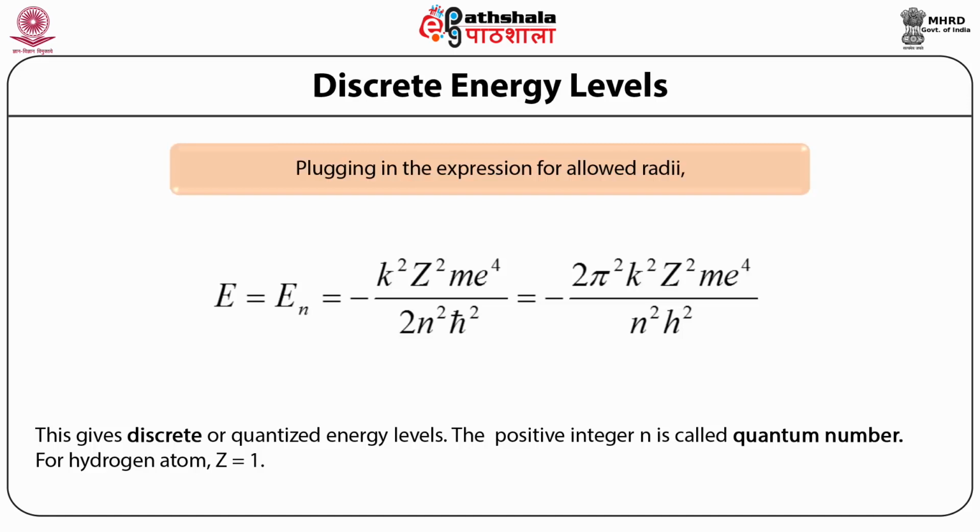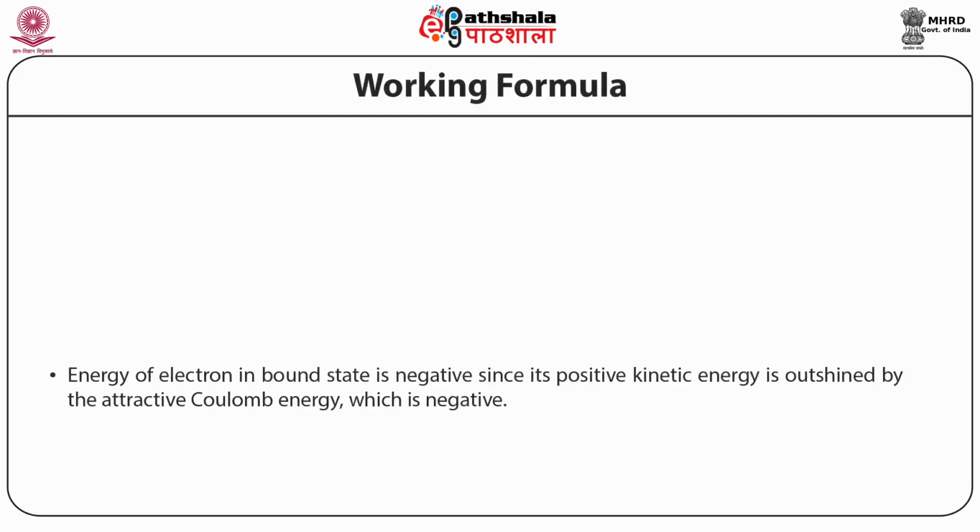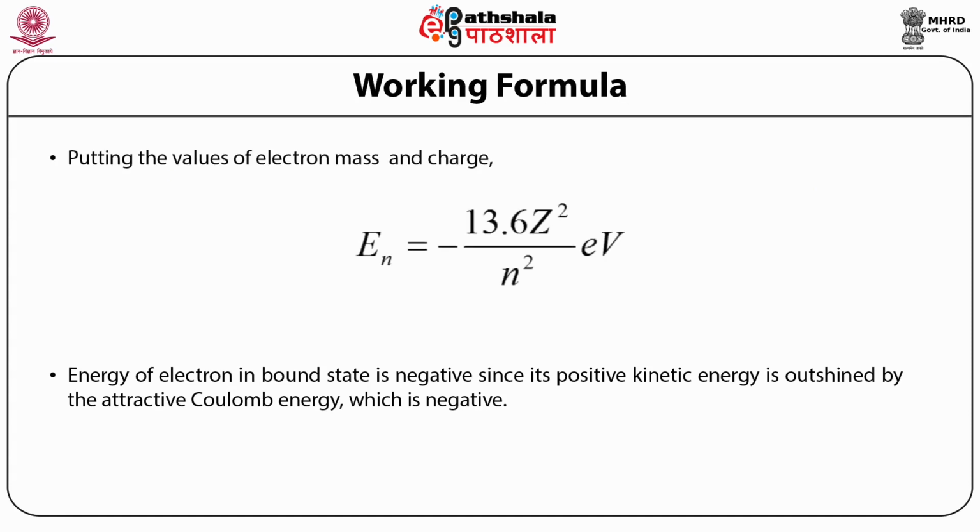Z is the atomic number, you should remember. On the screen, you can see a very useful working formula: the energy levels of an atom are minus 13.6 Z squared by n squared, and the unit is electron volts. For a hydrogen atom, you put Z equal to 1. So you find that the ground state energy of a hydrogen atom is minus 13.6 electron volts, and the higher excited states will have n equal to 2, 3, 4, and so on. If you take the first excited state, you put n equal to 2, and you get the result in electron volts. Now, what is an electron volt?